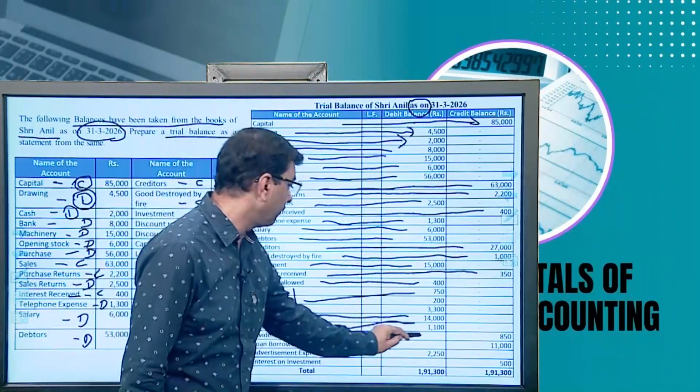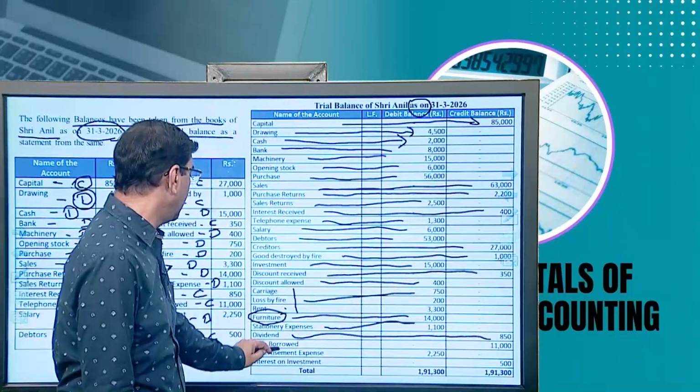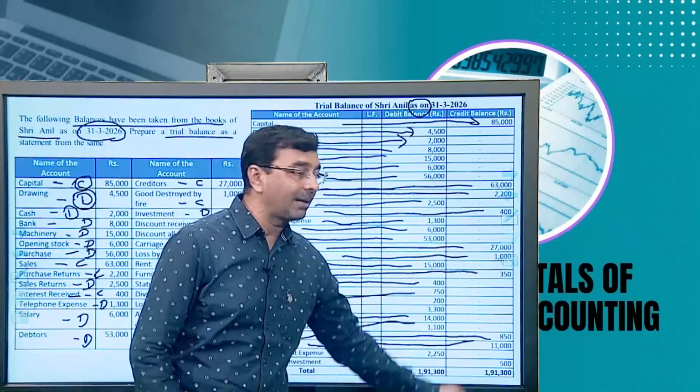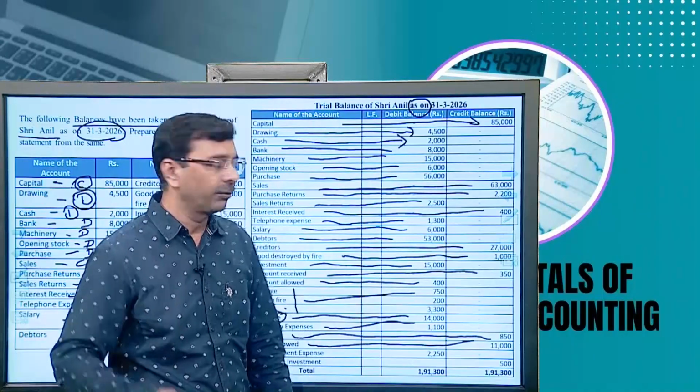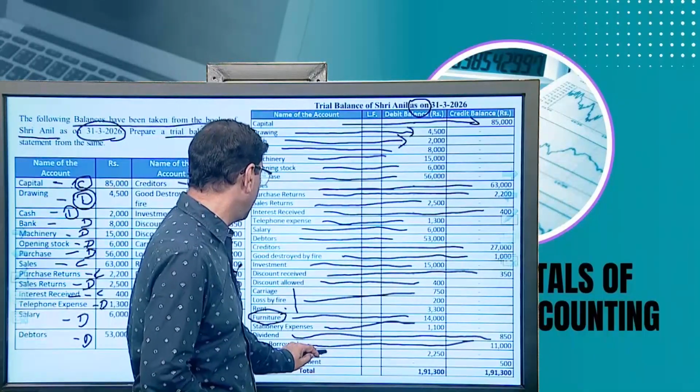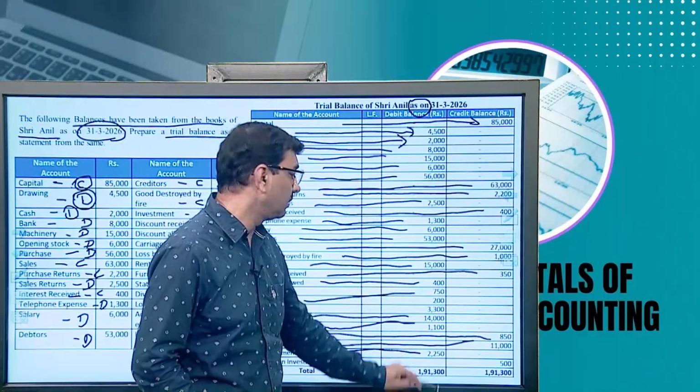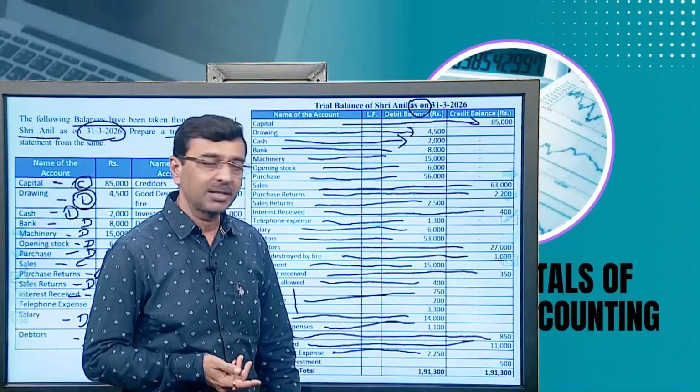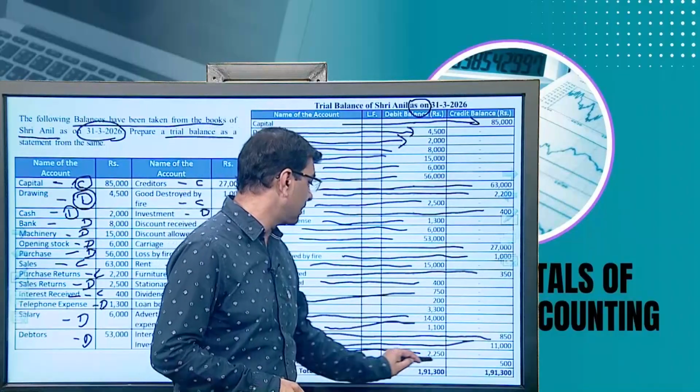Dividend is your income, that's why it is credit. And loan borrowed, you borrowed the loan, that means it's your liability, it's your debt, so that's why it's credit. And the remaining two items, one is advertisement, that is your expense, that's why debit. And interest on investment, it's your income, that's why it's credit.